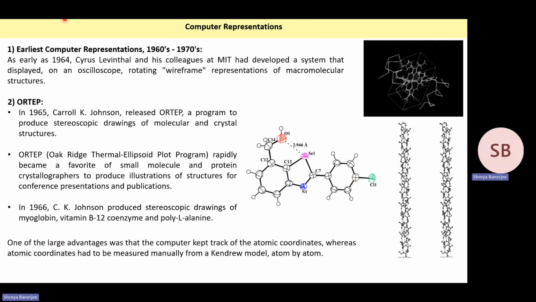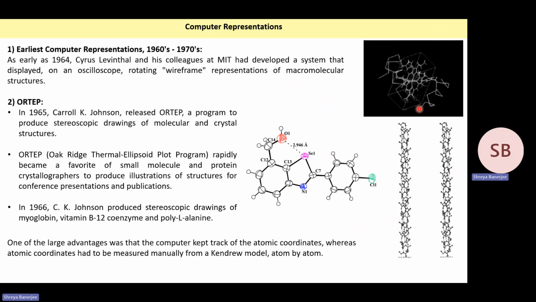Now we come to the earliest computer representations of molecular structures, which began in the 1960s to 1970s. So as early as 1964, Cyrus Leventhal and his colleagues at MIT had developed a system that displayed on an oscilloscope the rotating wireframe representation of macromolecular structure. So this was the first computational representation of a structure.